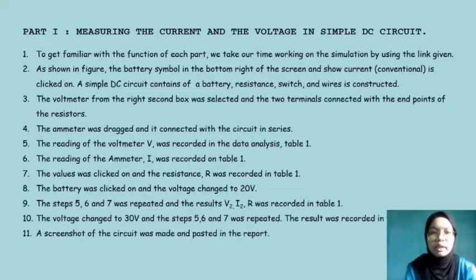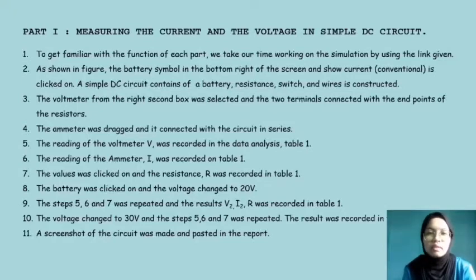The first part is measuring the current and the voltage in a simple DC circuit. First, to get familiar with the function of each part, we take our time working on the simulation by using the link given. As shown in the figure, the battery symbol at the bottom right of the screen and show current are clicked on. A simple DC circuit contains a battery, resistance, switch, and wires.